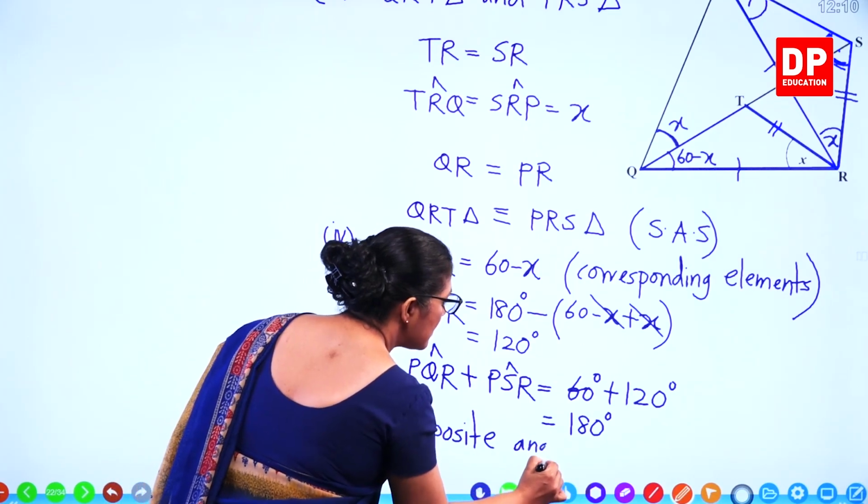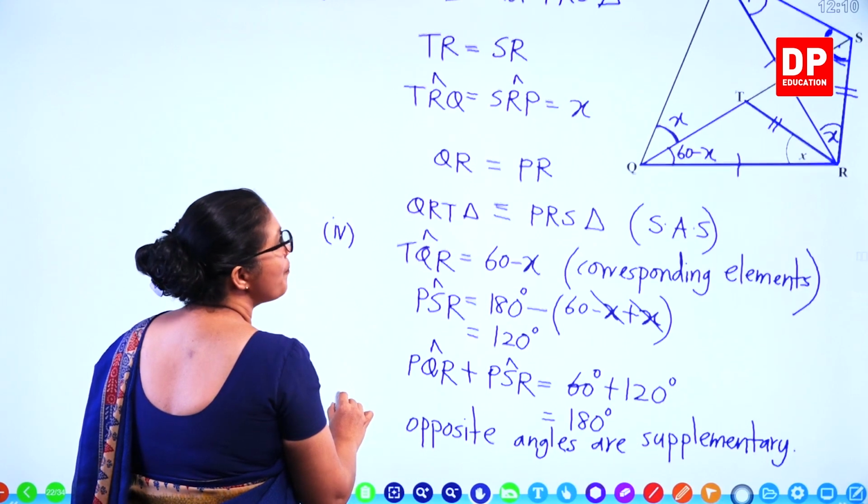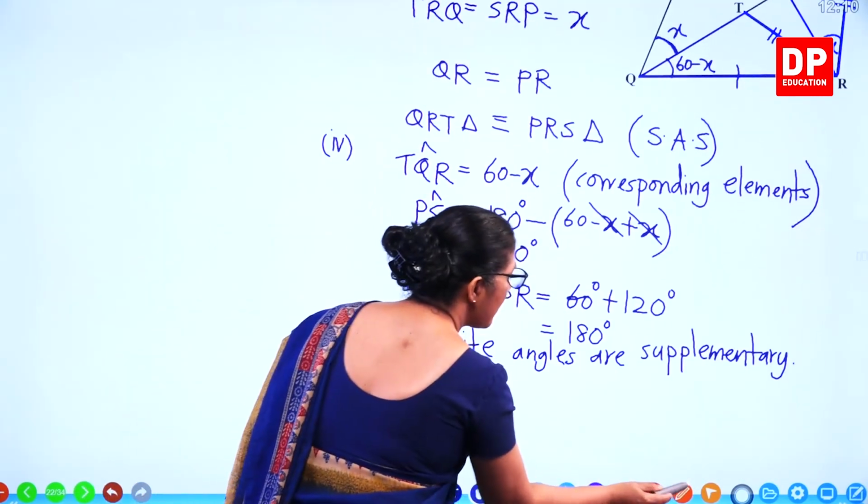Opposite angles are supplementary. So therefore, PQRS is a cyclic quadrilateral.